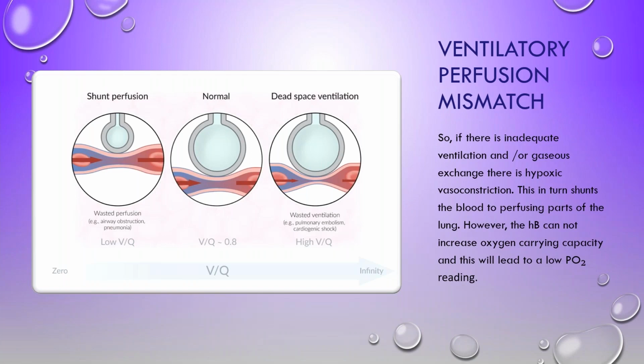So if there is inadequate ventilation and/or gaseous exchange, you'll get hypoxic vasoconstriction. What this means is that in the lung, the blood will be shunted to the areas that are expanding, where the alveoli are working. However, the blood can only carry so much oxygen. You cannot increase the absorption on the Hb molecule for the oxygen, and therefore you will have a lowered PO2 reading.